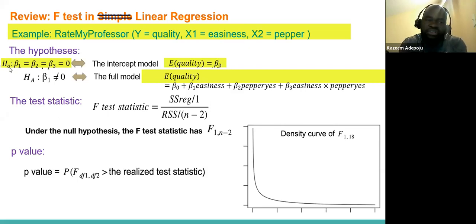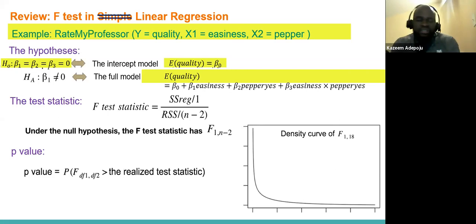So under the null hypothesis, when the parameters of the regressors, beta 1, beta 2, beta 3, are equal to 0, automatically I'm going to have an intercept model. But in a situation where that doesn't happen, I want you to look at something right here. Let me explain the situation so that you will really understand what I'm talking about.